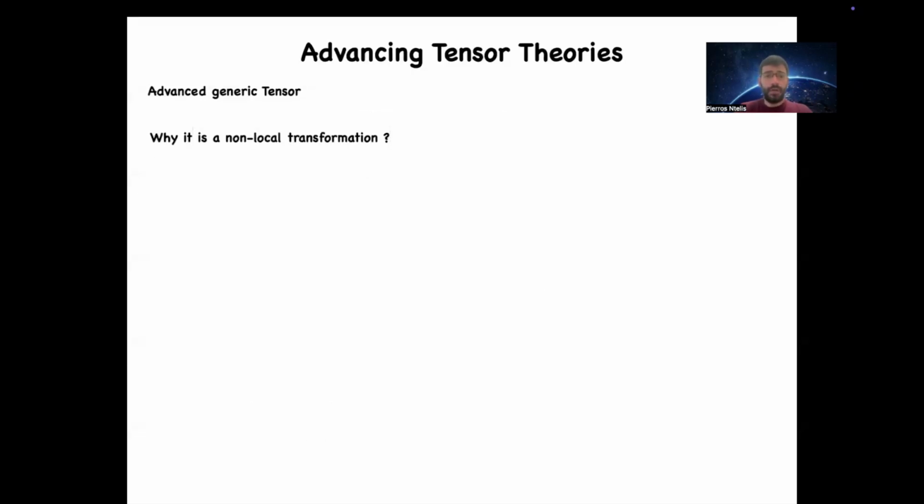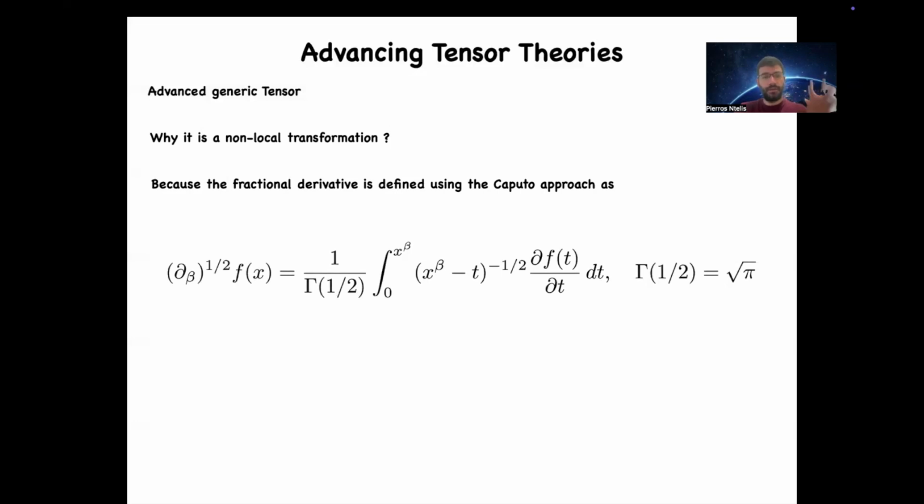So why is it a non-local transformation? This is because the fractional derivative is defined using the Caputo approach, and this is basically the fractional derivative of order 1/2 of a function f(x), which is a factor with a gamma function of 1/2, equal to the square root of pi, times the integral from 0 to the x_β coordinate, and then a factor to the power of minus 1/2, which is specific for this fractional derivative, and then the standard derivative of the function, and then you integrate over all this space.